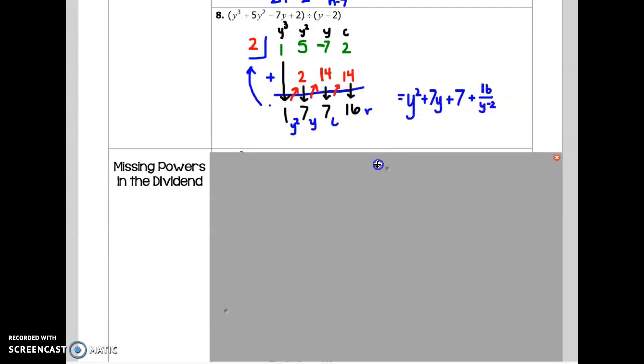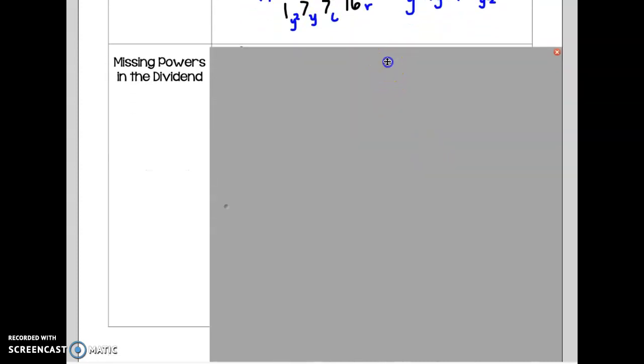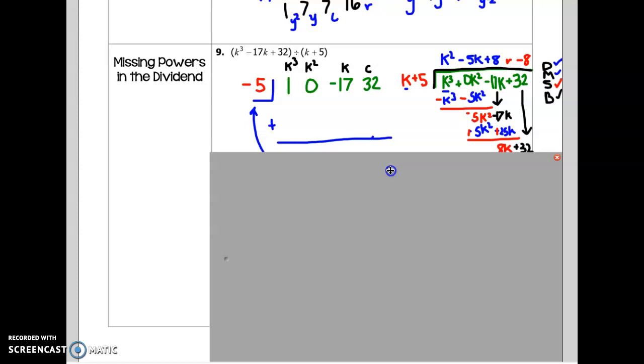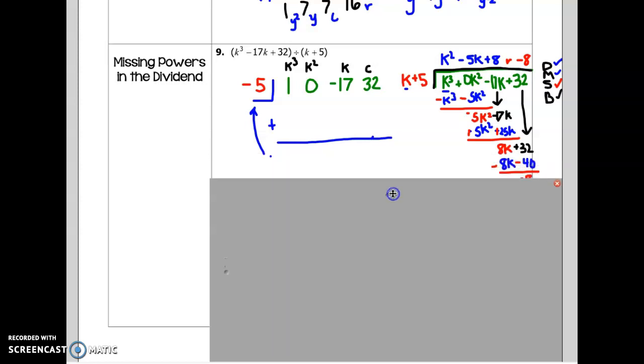double check yourself. That's one that I didn't do long division for. I set it up, did the zigzag pattern. You can check yourself on that. The next ones are important because they're missing powers. So this is why it's very important to write across the top k cubed, k squared, k, c, because if you notice there's no k squared, so I put a 0 there. I also showed you what that looks like with long division. So this one I'm going to leave blank. Our answer should end up giving us the same thing we get with this long division, k squared minus 5k plus 8, remainder negative 8.